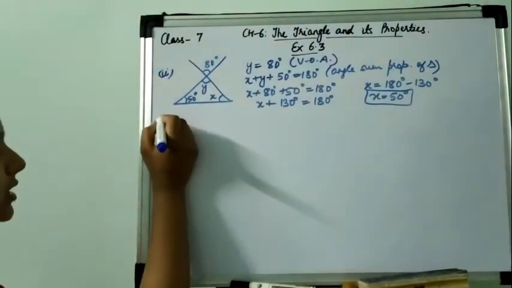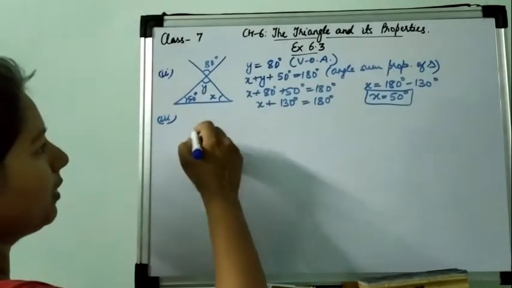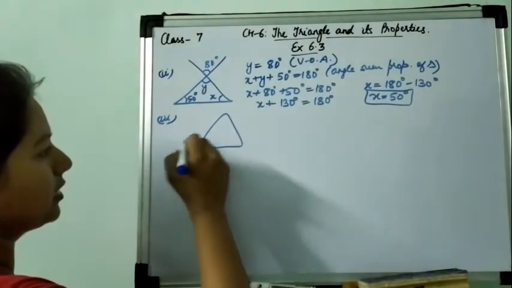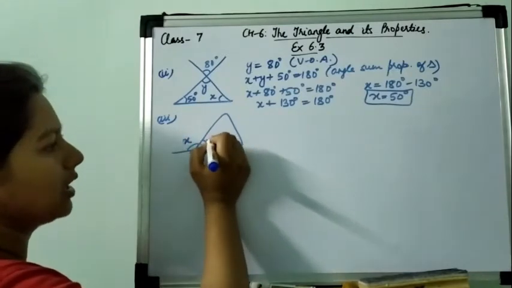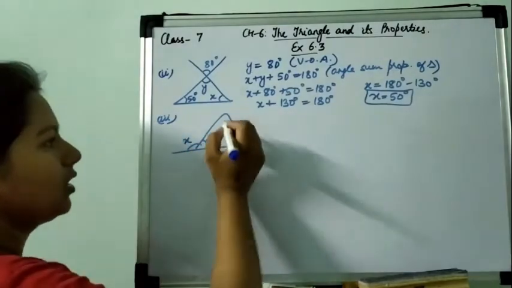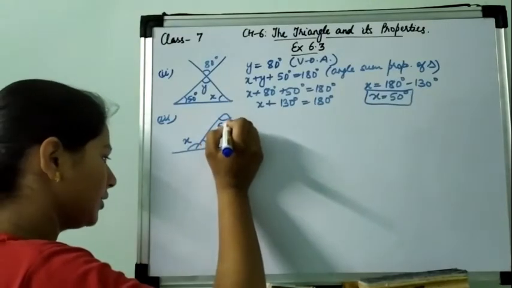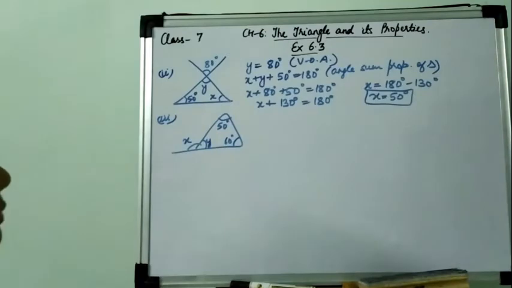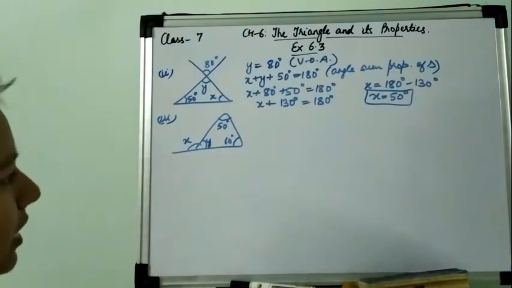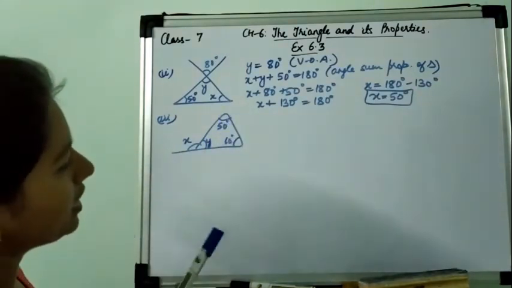Similarly, the third part is very easy. You can do it by yourself. The diagram is made like this. Here is the unknown angle x and unknown angle y. Now this is 50 degree and this is 60 degree. This part is the same as the first part, like we did in the first part. What can you find most easily?